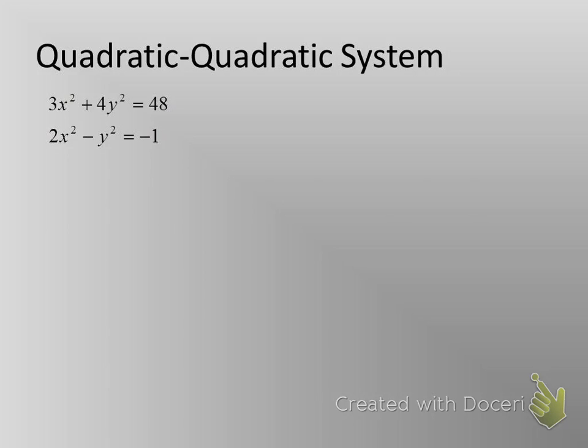Yes, the way you guys were talking about doing this is how you want to do this. 3x squared plus 4y squared equals 48. Bold strategy. Multiply this guy here by 4. There we go. All right, so then you get 8x squared minus 4y squared equals negative 4.